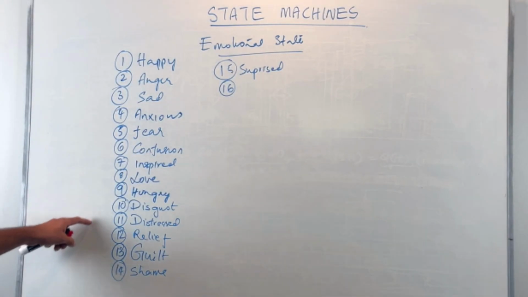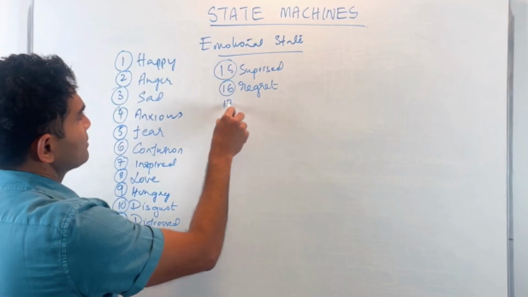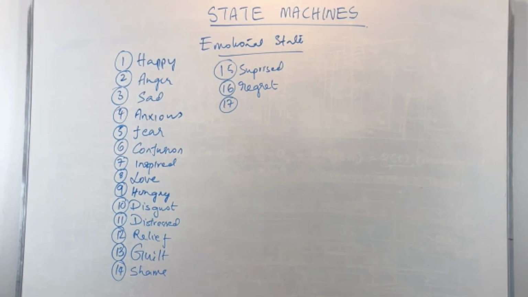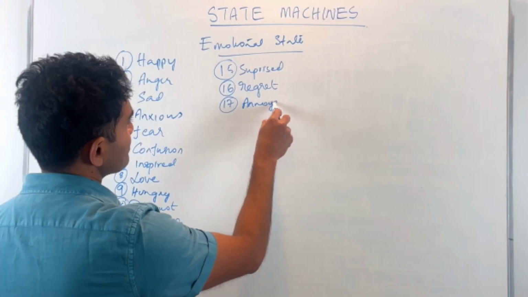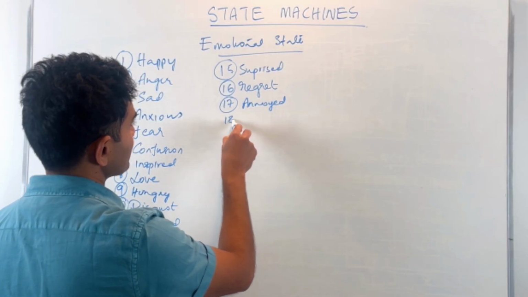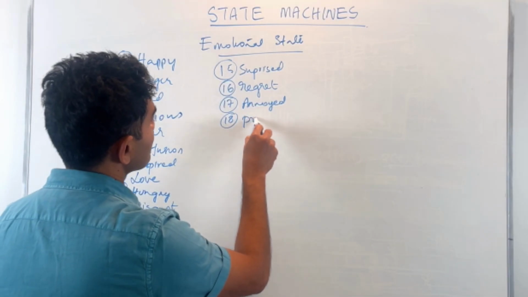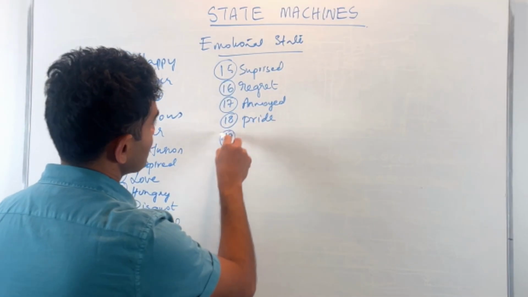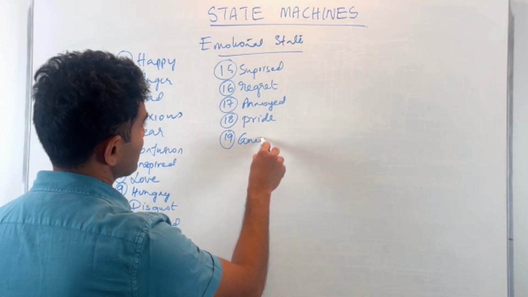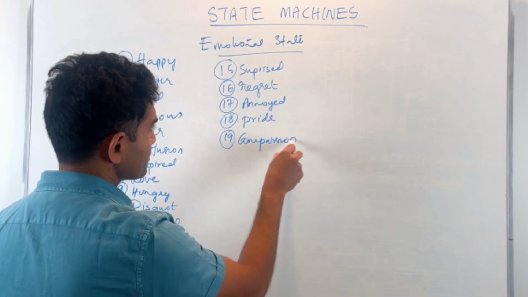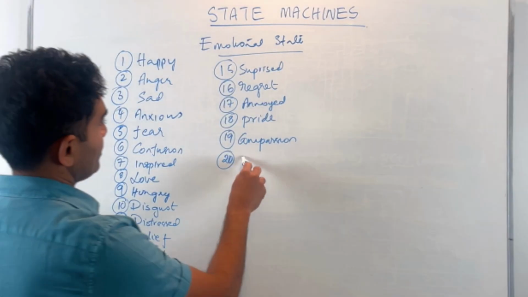Regret, yep. Annoyed. Annoyed is kind of similar to angry, but maybe a little different. 18th. Pride, okay. That's an emotional state. Compassion, yes. Melancholy, okay.